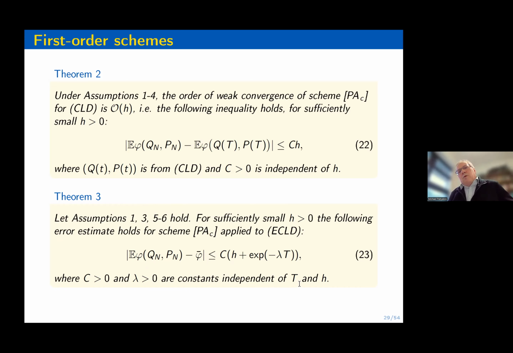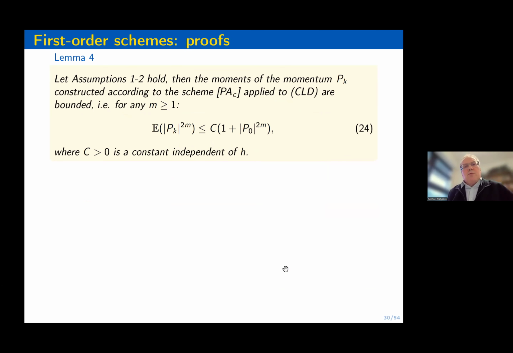The proofs of both theorems follow the same path, just the second theorem needs extra care of monitoring dependence of constants on time. So the proof is based on 3 lemmas. First, we need to prove that moments of P are bounded; obviously moments of Q are bounded because we have a bounded domain. And this follows from the fact that we have linear growth of this B, and in the case of ECLD, we have minus P in the equation for the momentum.